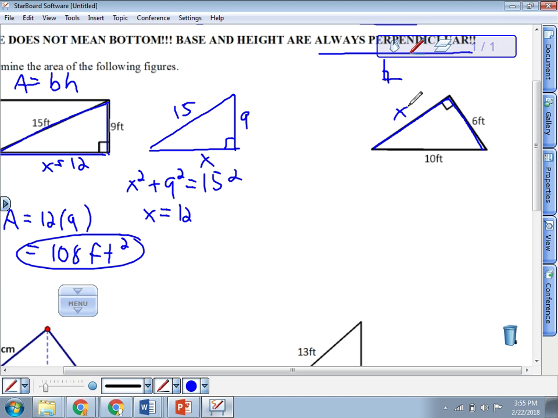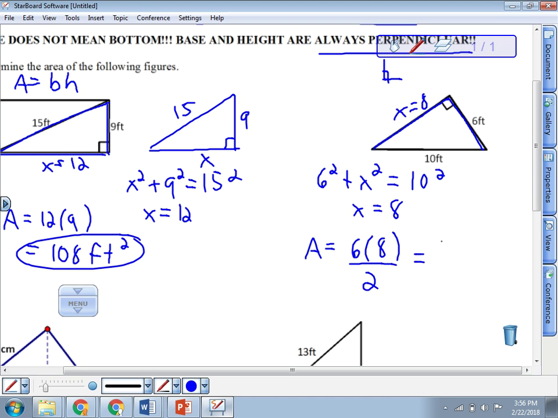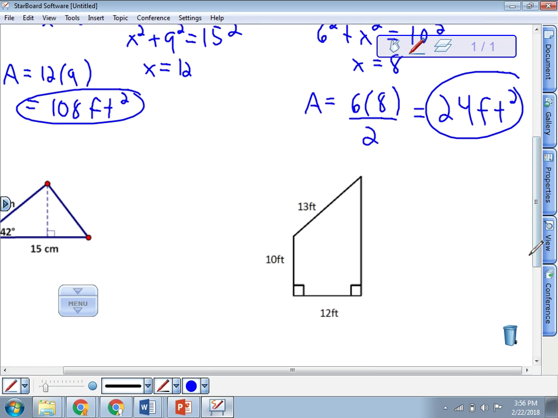So the Pythagorean theorem again is 6 squared plus x squared equals the hypotenuse squared. When you solve for x, you should get 8. You guys know how to do that: subtract the 6 squared from each side, square root, x equals 8. Once I know that this piece is 8, that is our base and the height. So area is going to equal 6 times 8, all divided by 2. So 6 times 8 is 48, divided by 2 is 24 square feet. That's the answer to that problem. Again, tough problem. Don't just think the base is on the bottom.